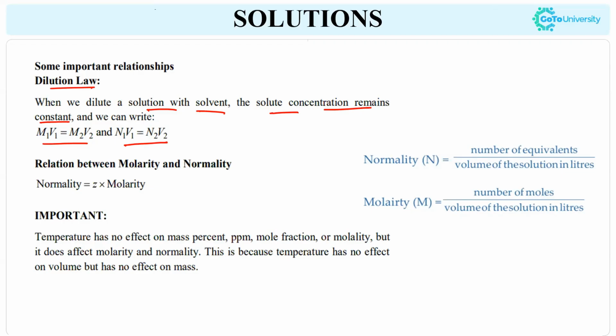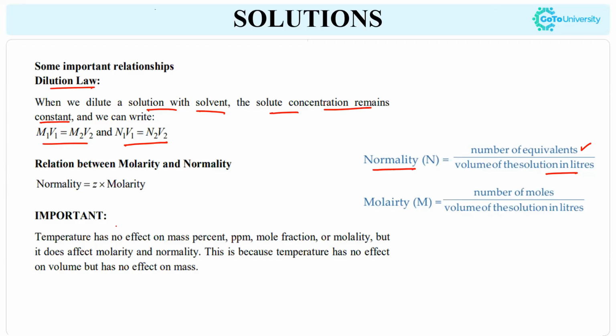Okay, now we have one more thing, that is another important parameter, that is normality. We know what is molarity, what is molality, right? So coming to the normality, this is the number of equivalents divided by the volume of the solution. In the former cases, it was number of moles, right? Number of moles per volume, number of moles per mass of the solvent. Here it is the number of equivalents. So number of equivalents divided by the volume of the solution is called normality.